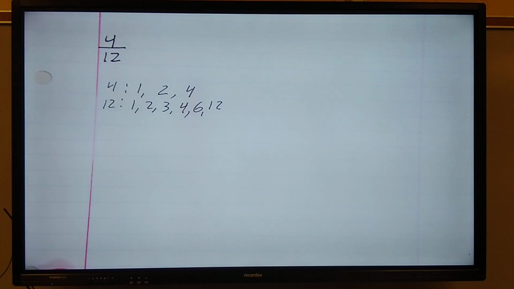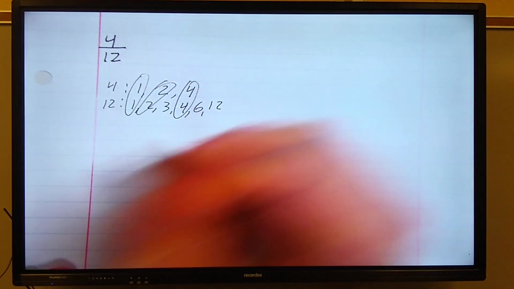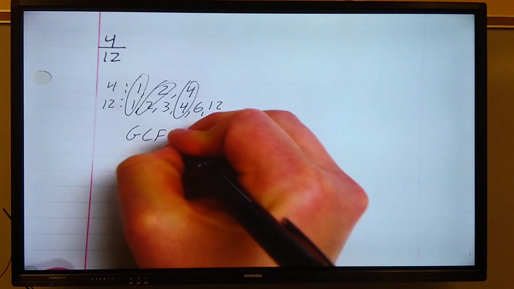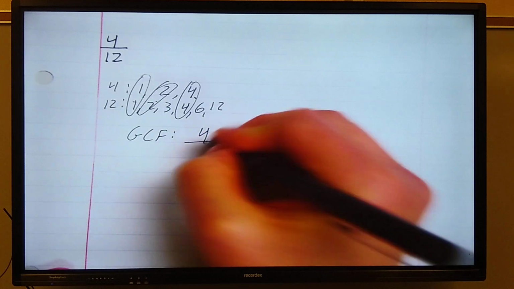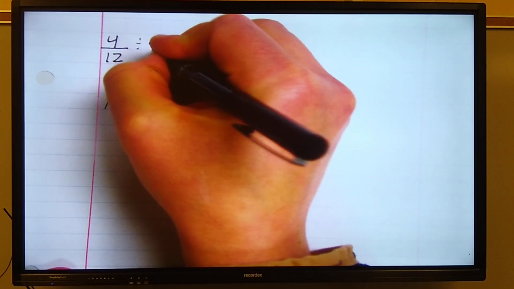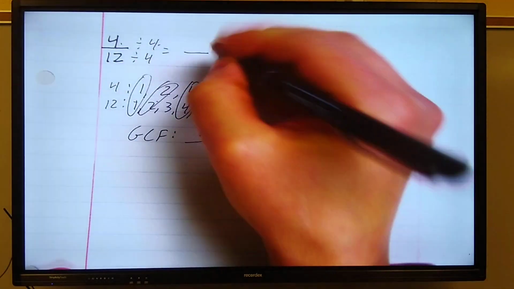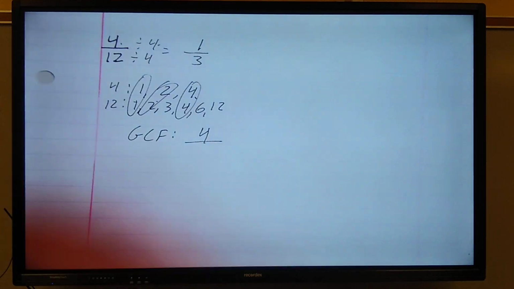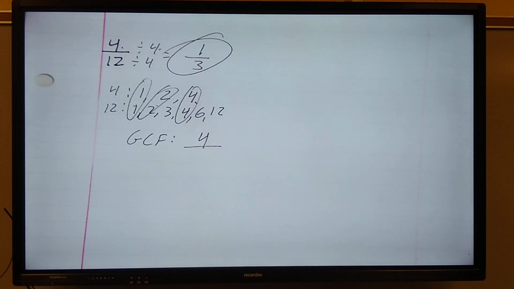And that's it. Let's find the common factors. 1, 2, and 4. Let's find the greatest common factor. 4 is the biggest number. 4 divided by 4. 12 divided by 4. 4 divided by 4 is 1. 12 divided by 4 is 3. 1/3 is the answer. The truth shall set you free.